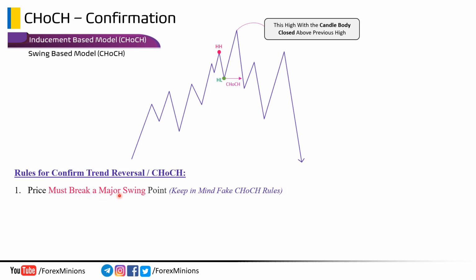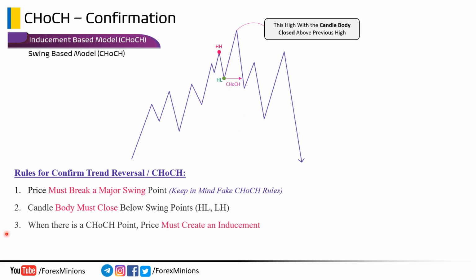First rule is that price must break a major swing point. I mean price must break this major higher low in a bullish trend. Secondly, the candle body must close below swing points. It means the candle body must close below this higher low in a bullish trend, and below the lower high in a bearish trend. Third, when there is a CHoCH point, price must create an inducement level after this CHoCH level. And finally, after creating an inducement level, price must create a break of structure, I mean the BOS level, to confirm trend reversal continuation.